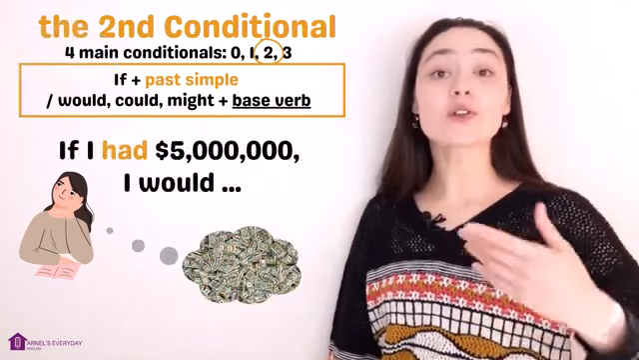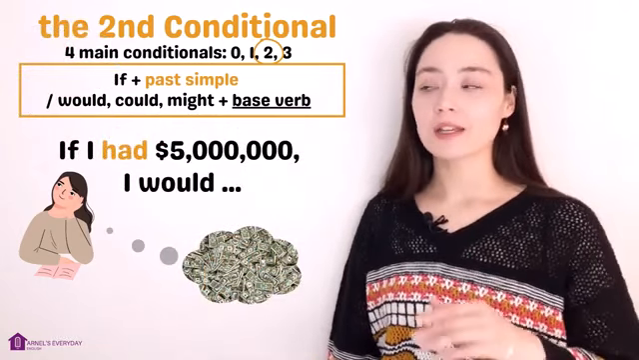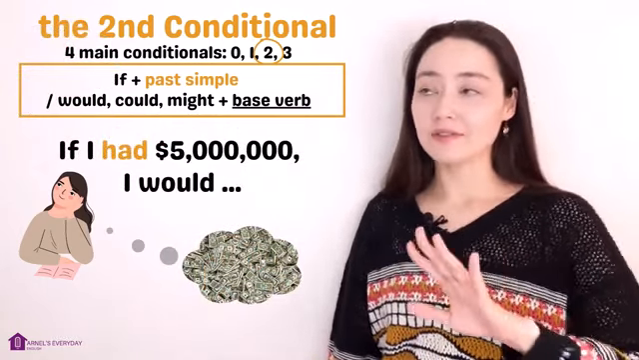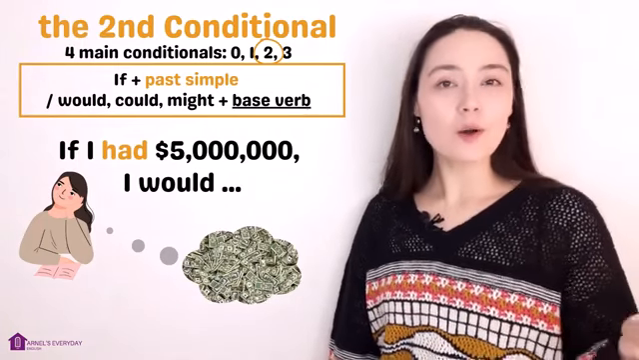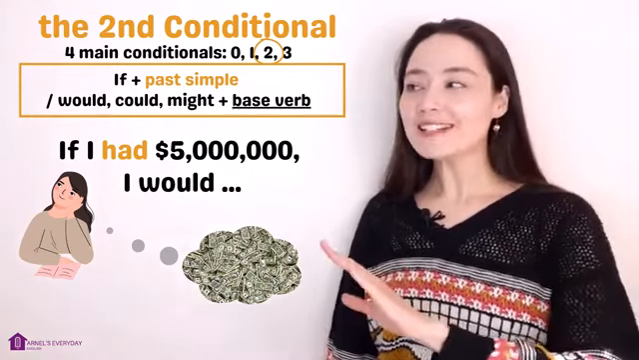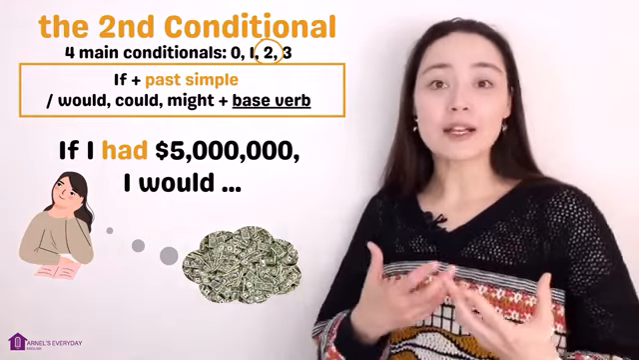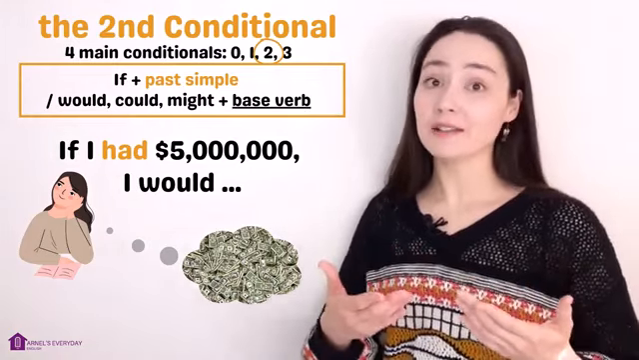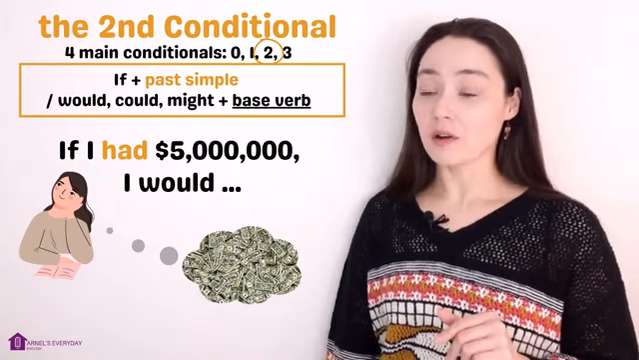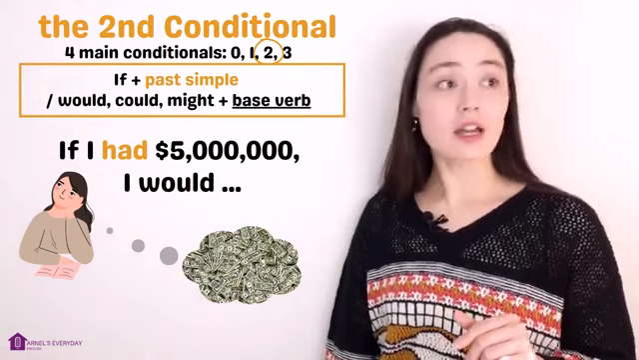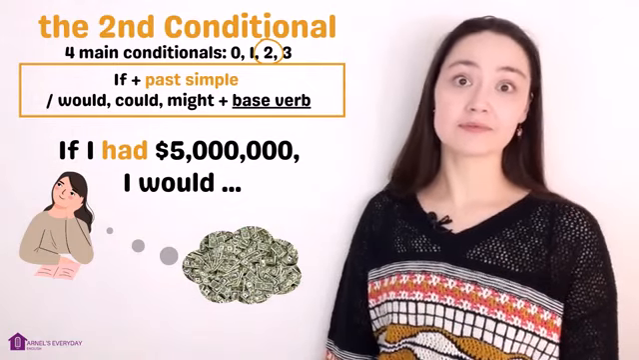Complete this sentence with your own idea. If I had $5 million, I would... What would you do? This example gives you a good feeling of something you don't have, but you would like. If you already have $5 million, think of a different example.